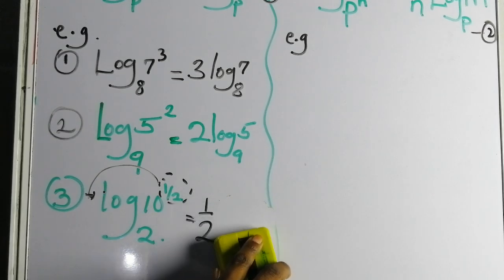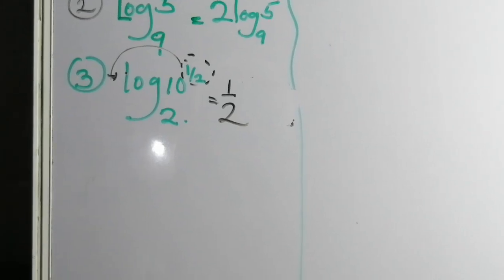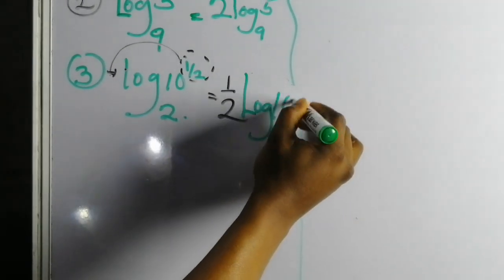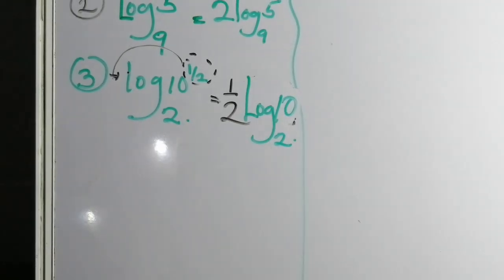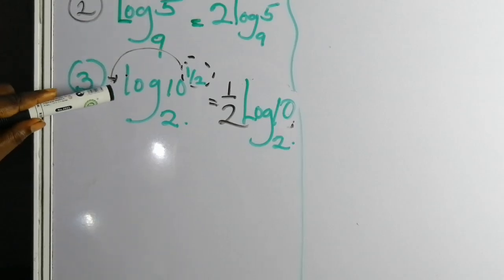So this is the same thing as saying you can have log 10 base 2. You see that this half has moved to the back of the log.